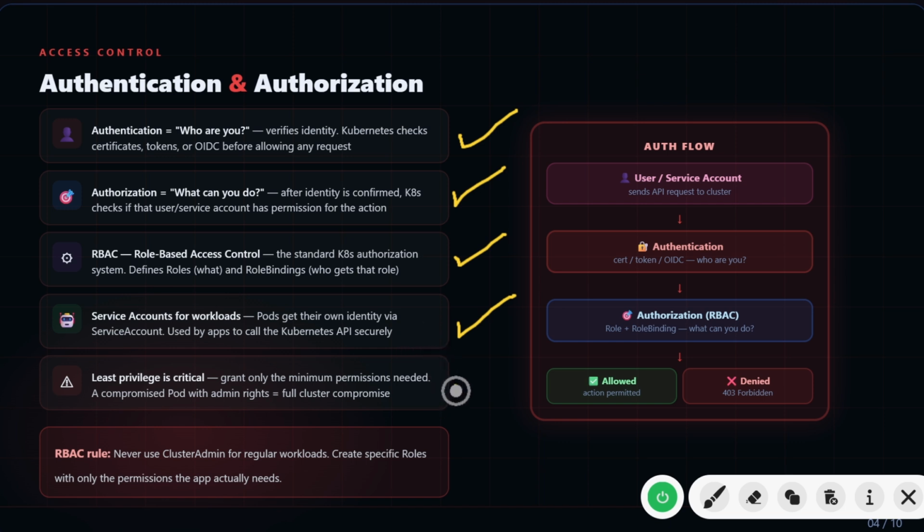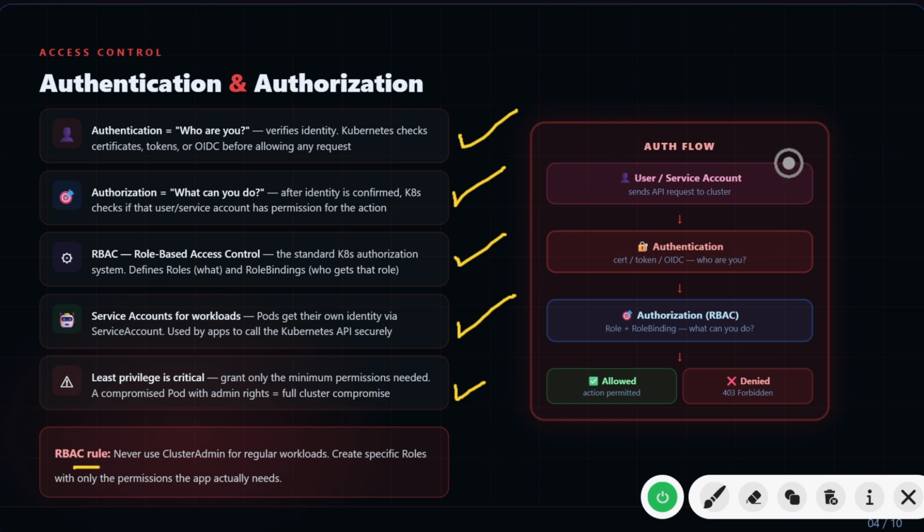And also we should enforce the least privilege, which is a critical point. That means grant only the minimal permissions which are required. A compromised pod with admin rights obviously equals a full cluster compromise. So the RBAC rule is very simple. Never use the cluster admin for regular workloads. Create specific roles with only the permissions the actual application or actual user requires.